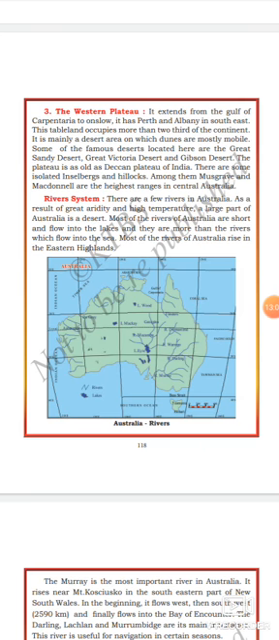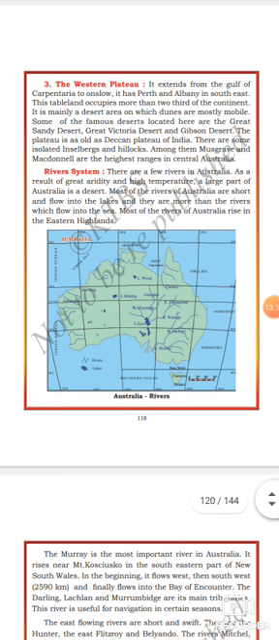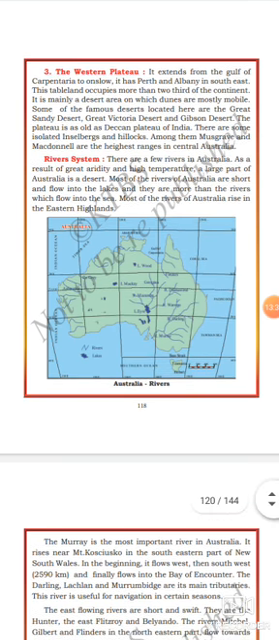The Western Plateau. It extends from the Gulf of Carpentaria to Onslow. It has Perth and Albany in the southeast. This tableland occupies more than two-thirds of the continent. Listen, dear students, the tableland occupies more than two-thirds of the continent in Australia. Okay. Tableland means flat land. Tableland means what? The flattest land.